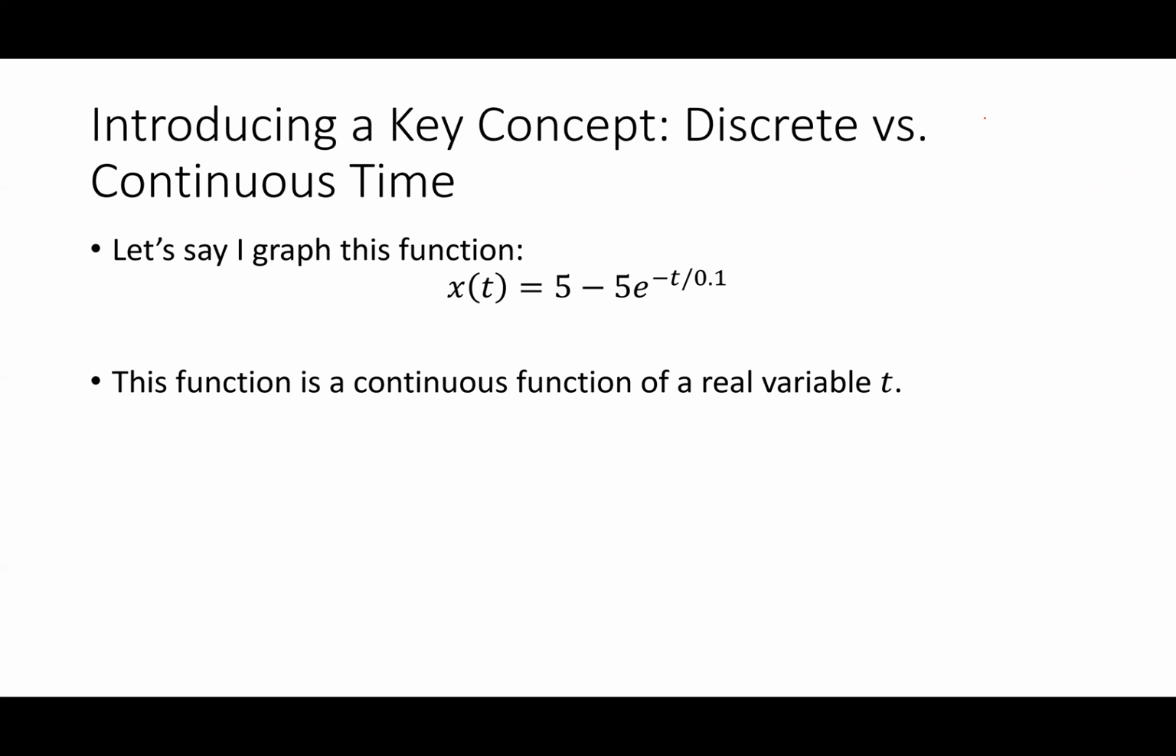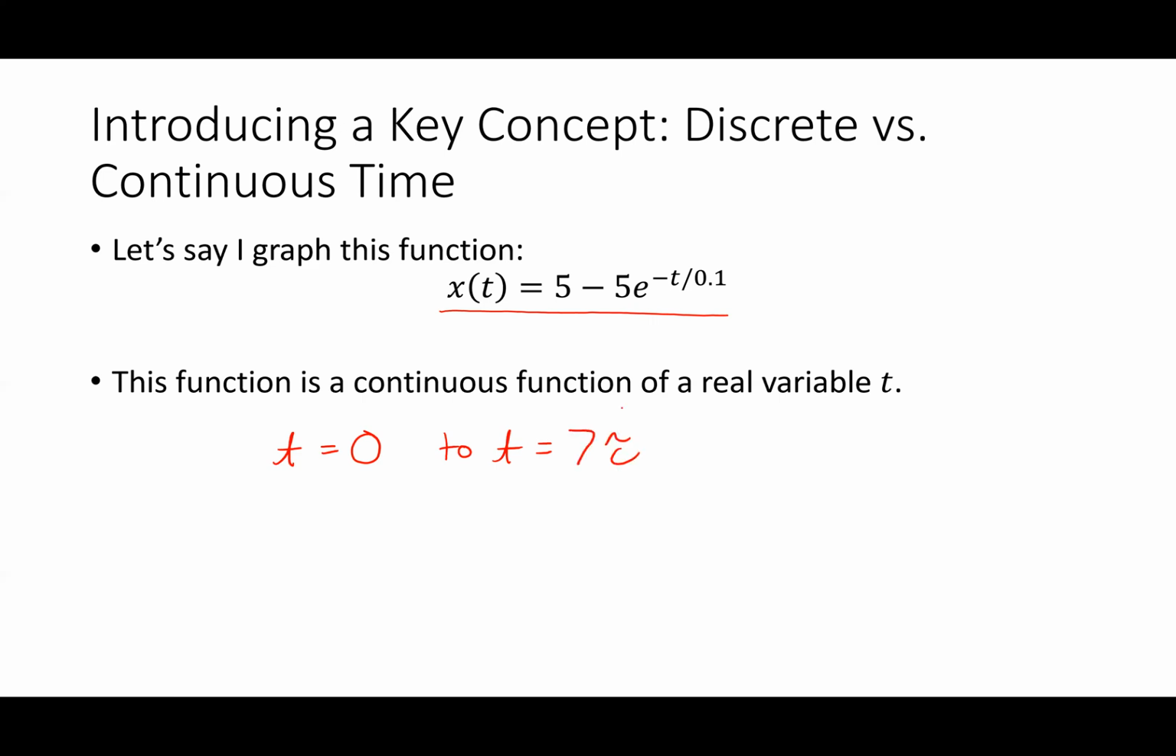All right. So let's say I wanted to graph that function right there. This function is a continuous function of a real variable t. Now, if I tell you I want you to make a graph of that, how have we done that? There are a couple of steps we've taken to graph this. If I want to draw a graph of this from t equals 0 to t equal to 7 times tau.